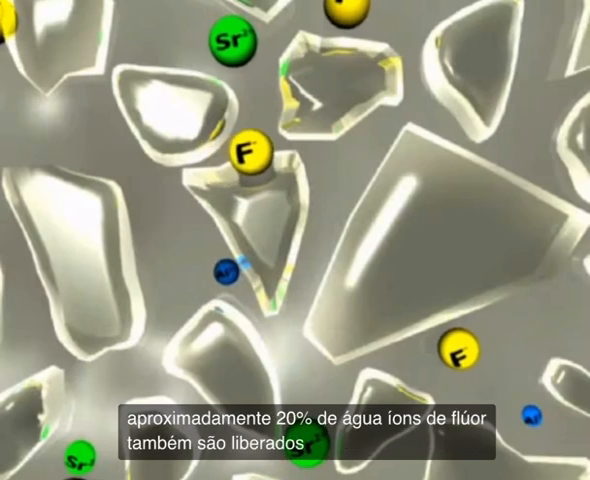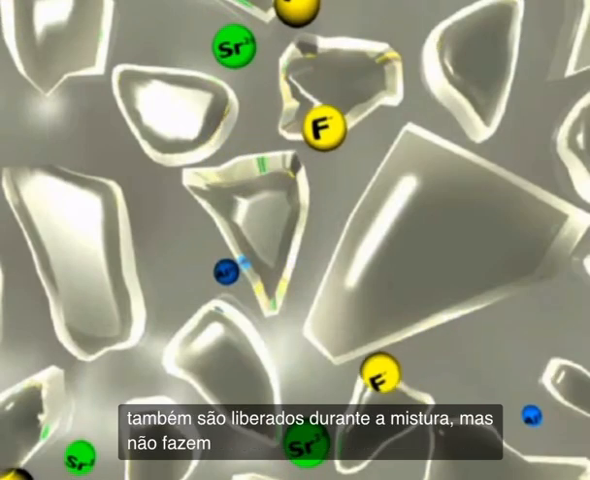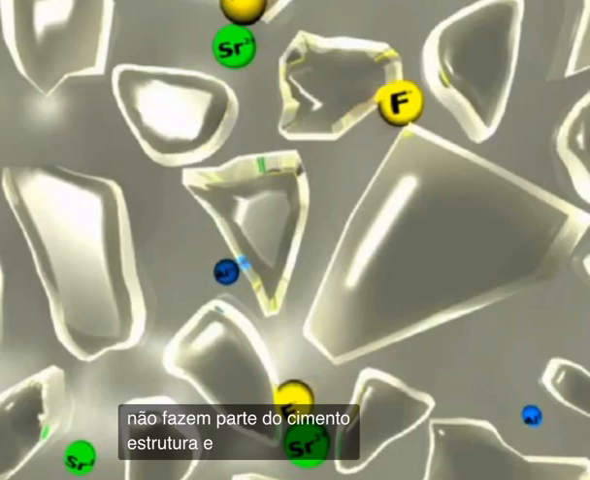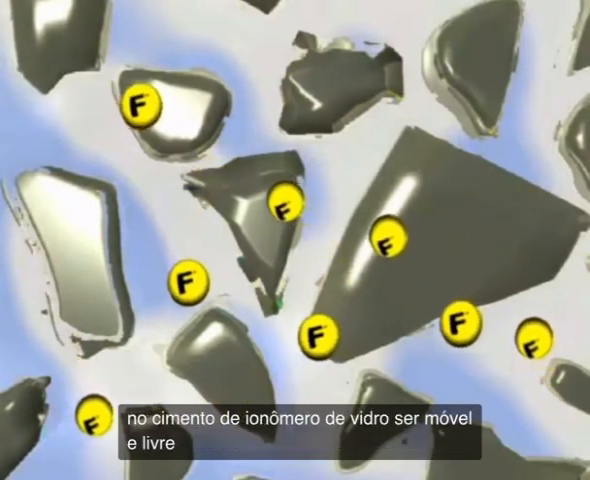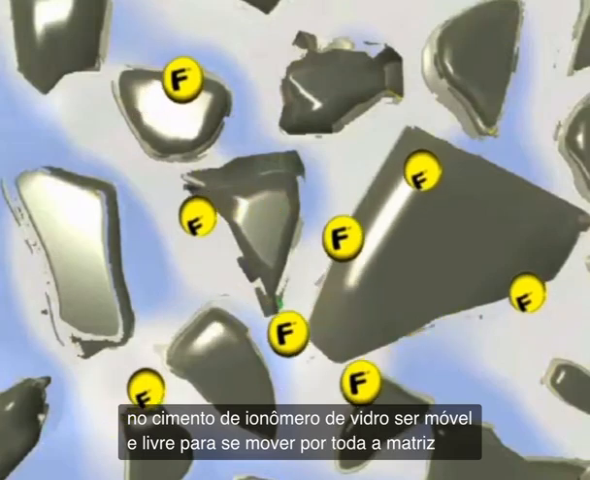Fluoride ions are also released during mixing. However, these form no part of the cement structure, and due to the remaining water in the glass ionomer cement, are mobile and free to move throughout the matrix.